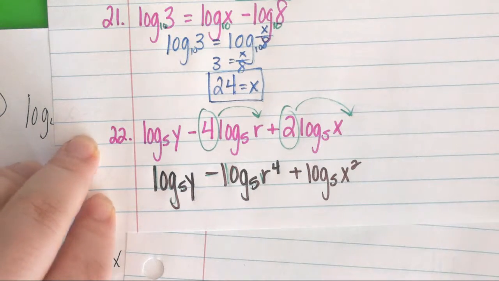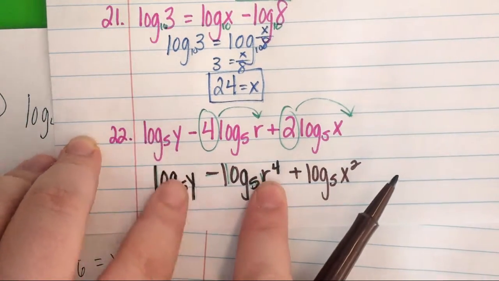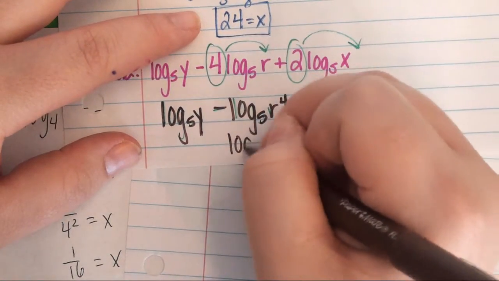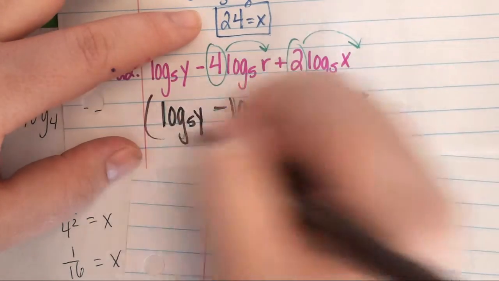So that's what stinks about this problem. We've done one rule, now we're going to do another rule. Since we're subtracting and they have the same base, it's dividing the terms. So it's going to be log base 5 of y divided by r to the 4th. So I dealt with these two.